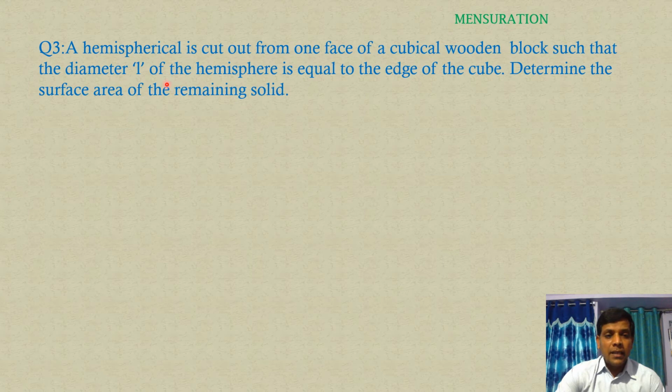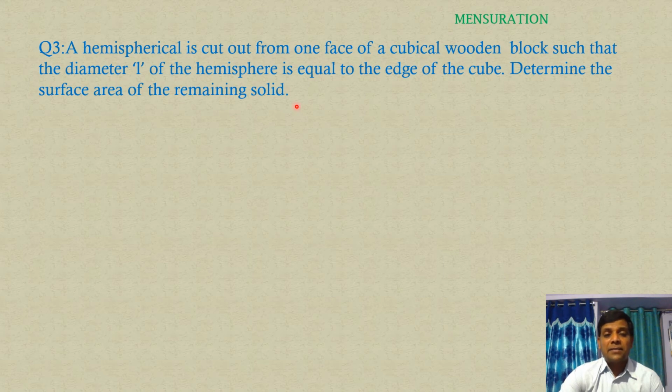A hemisphere is cut out from one face of a cubical wooden block such that the diameter L of the hemisphere is equal to the edge of the cube. This is the main part. Determine the surface area of the remaining solid.